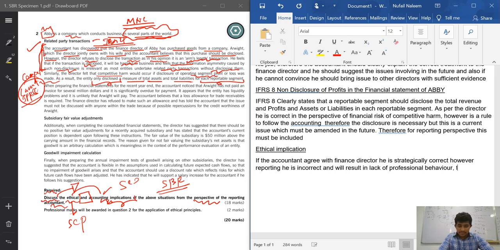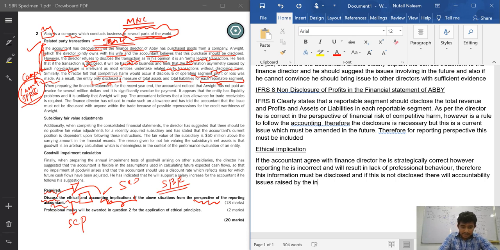Please keep that in mind, students. Therefore, this information must be disclosed. And if this is not disclosed, there will be accountability issues raised by the investors during the AGM. Students, again see, annual general meeting. Again see, students, I'm just writing an answer from the point of view of a student. It's not the best answer or the perfect answer, but this is how you should be prepared in the examination in order to pass the exam.